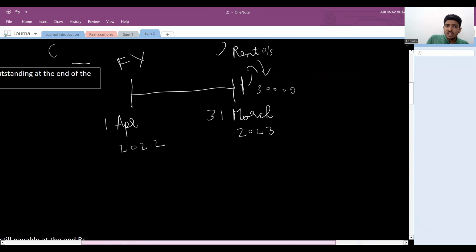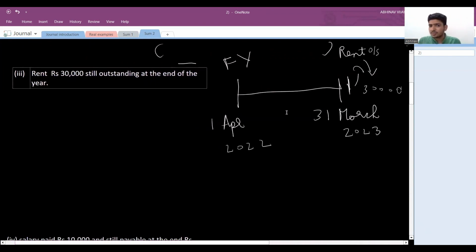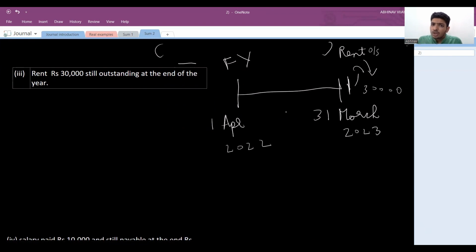The benefit of which rent you already took in the previous year. This is what this question actually means. That is, you already took the benefit of the entire building for the entire year, but over 30,000 rupees you didn't pay. Because you didn't pay 30,000, there's a rent outstanding. Like you have to pay that 30,000 at the end of the year, which you have not paid.